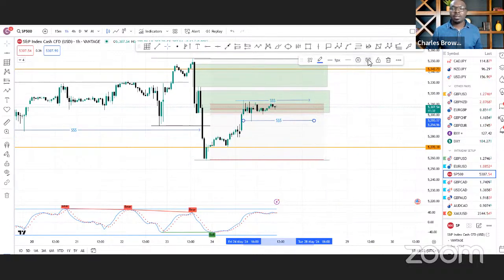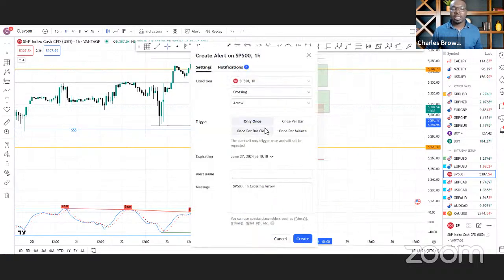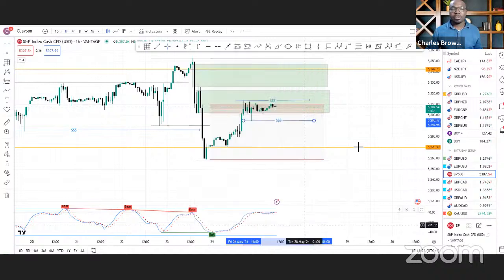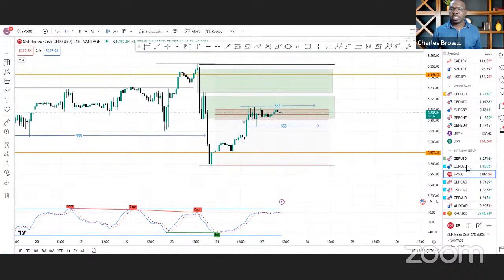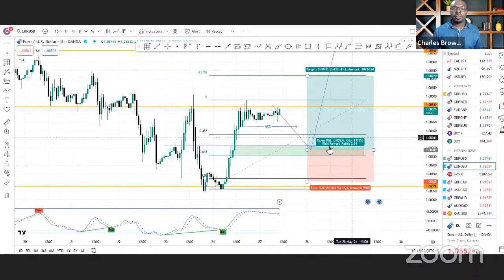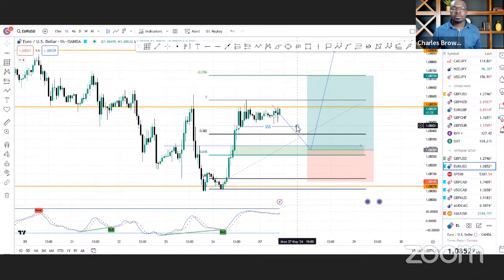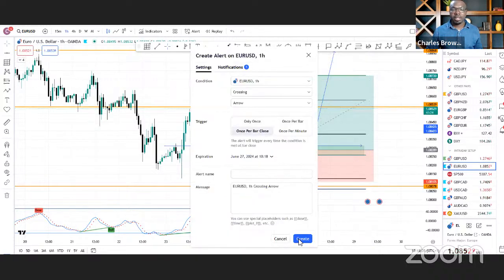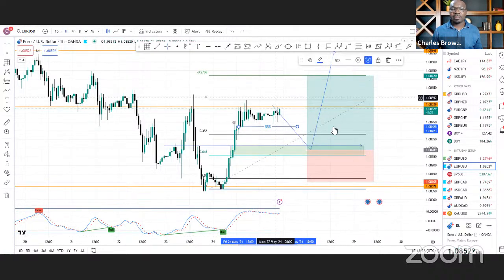It accelerates your progress, okay? So I'm going to put in an alert here just to let me know when the liquidity is taken. And also on this one as well, I need to put an alert to know when the liquidity is taken. I'm not going to buy from there because it's not a nice area to buy.